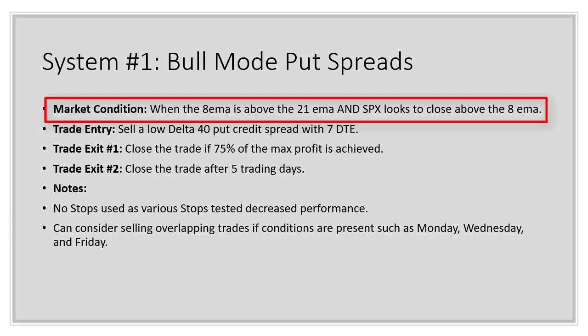And two things need to exist. The 8 is above the 21, and SPX is going to close, or looks to close, above the 8 EMA. So the market's very bullish. The market's closing above the 8. The 8's above the 21. We're going to want to sell bull put spreads.